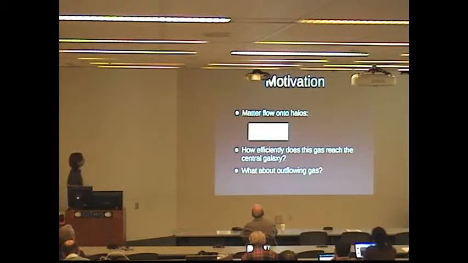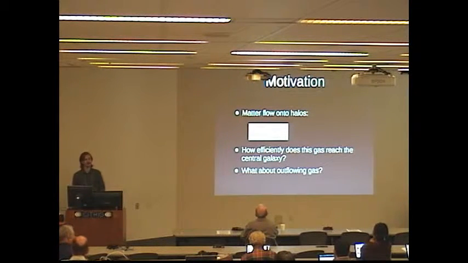Okay. So for the motivation, we have a pretty good sense of how mass flows onto halos. There are toy models that show what you would expect for the dark matter mass accretion rate onto a halo, and then you can multiply that by the baryon fraction and get a pretty good sense of the baryon flow rate onto a halo. But then what happens when that gas is moving from the outer part of the halo down into the galaxy itself?